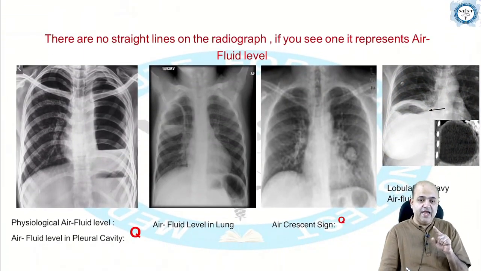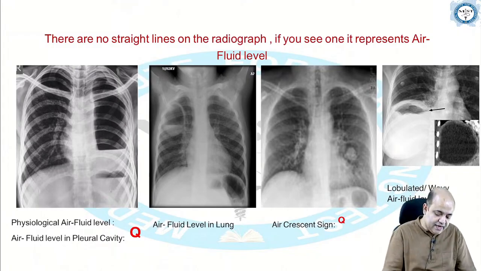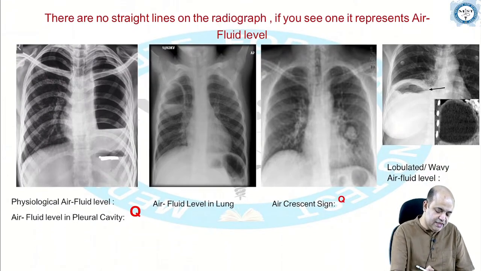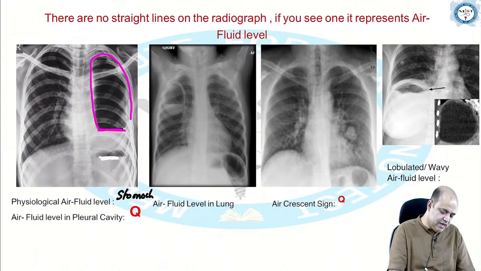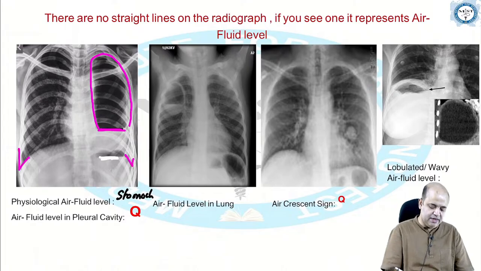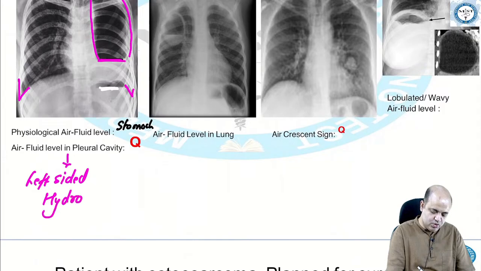We know that we do not see any of these straight lines in the chest. If we see one, that indicates there is an air fluid level. This is a physiological air fluid level that is seen in the fundus of the stomach. Air fluid level in the pleural cavity. What do we see here? There is an air fluid level in the pleural cavity, and there is collection of the air. The CP angle is blunted. That means there is air and fluid in the pleural cavity. This is indicative of left-sided hydropneumothorax.